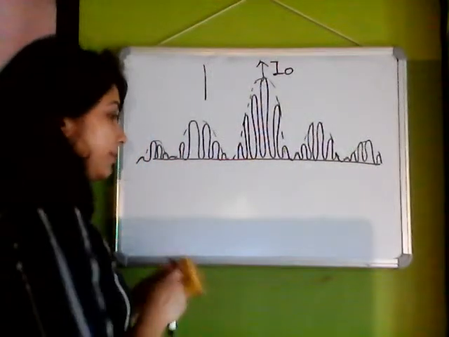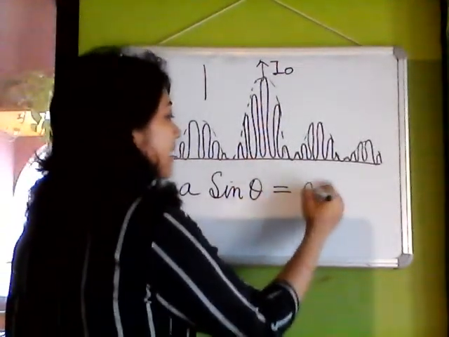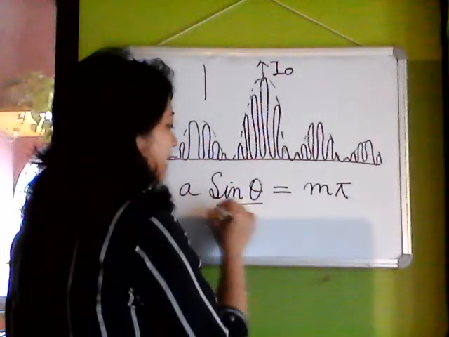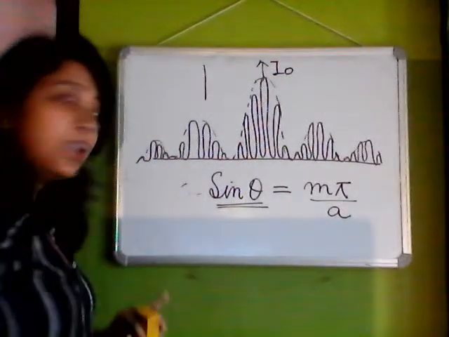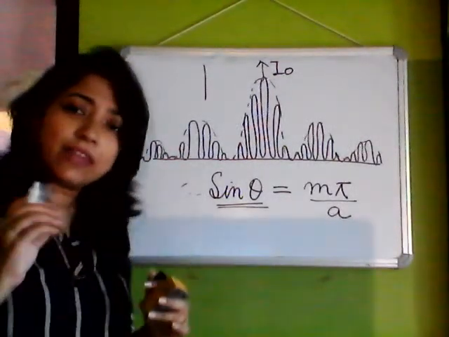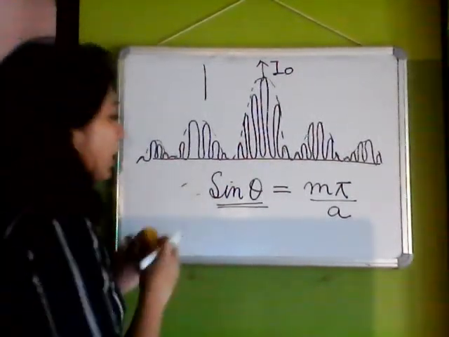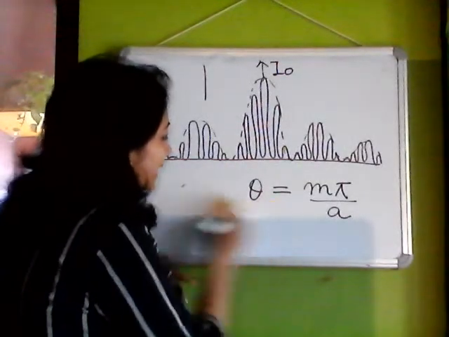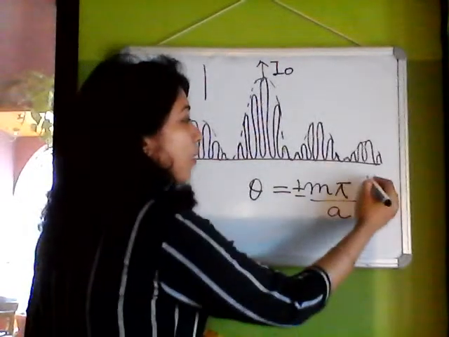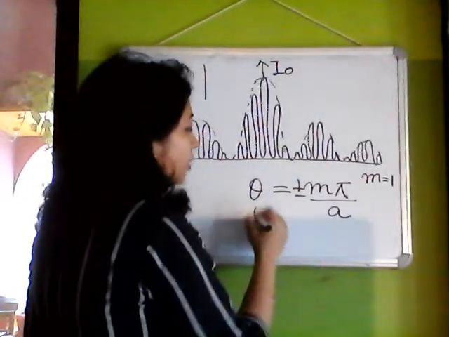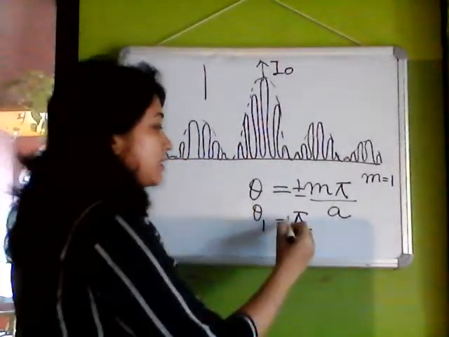Say what we had received. Remember we had received a sine theta is equal to n pi. So can I not write sine theta is equal to m pi by a? And since in this scenario the theta value is very small, whenever diffraction is occurring, I can always consider sine theta to be theta. So theta is plus minus m pi by a. If I take m equal to 1, I get my first position, which will be at plus minus pi by a.